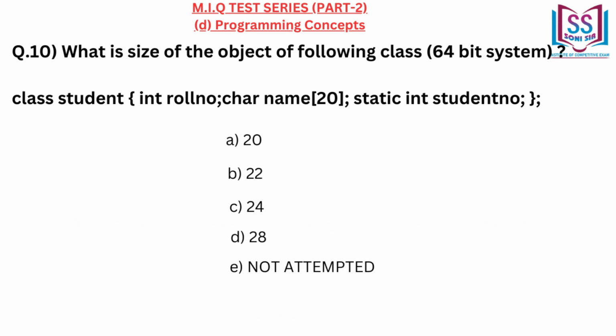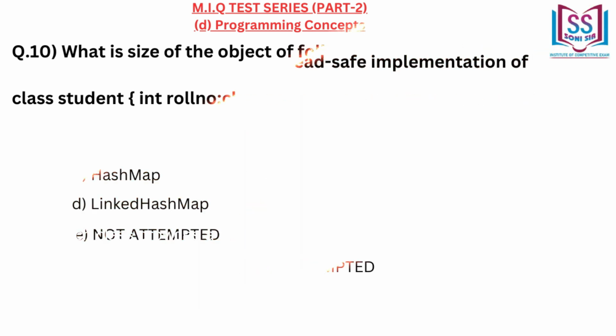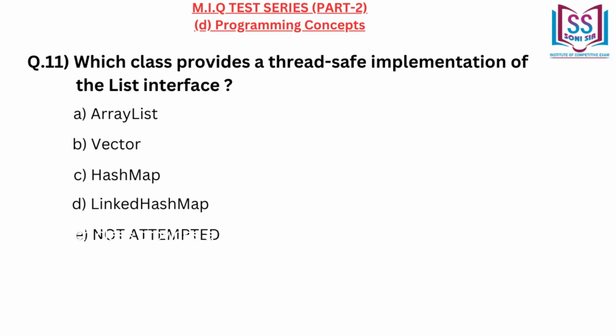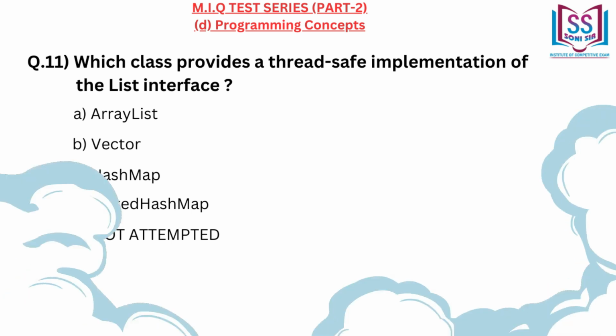What is size of the object of following class? 64-bit system. A. 20. B. 22. C. 24. D. 28. Which class provides a thread-safe implementation of the list interface? A. Array list. B. Vector. C. Hash map. D. Linked hash map.